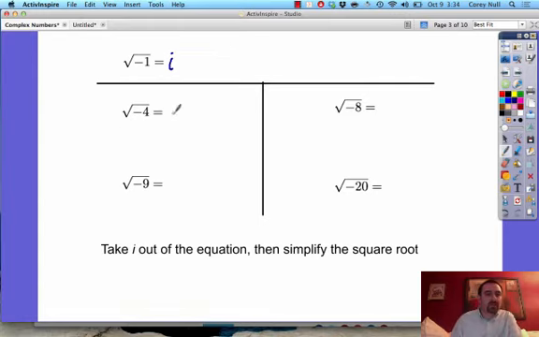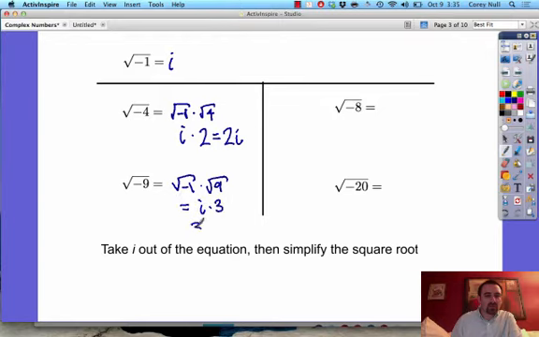Okay, let's take a look at some problems we know. The square root of negative 4 can be written as the square root of negative 1 times the square root of 4. Well, the square root of negative 1 is i, and the square root of 4 is 2. So the square root of negative 4 can be written as 2i. Let's take a look at this one. We can take the i out again. This is the square root of negative 1 times the square root of 9. So this can be written as i times 3, or 3i.